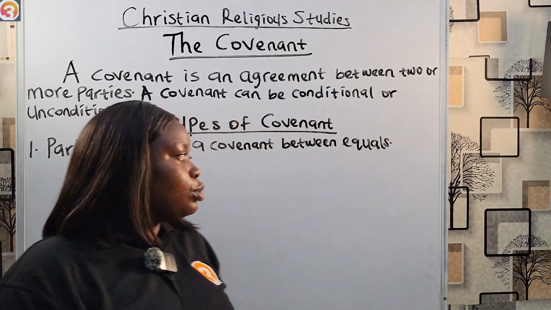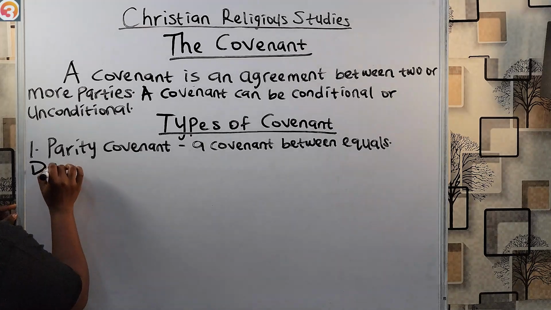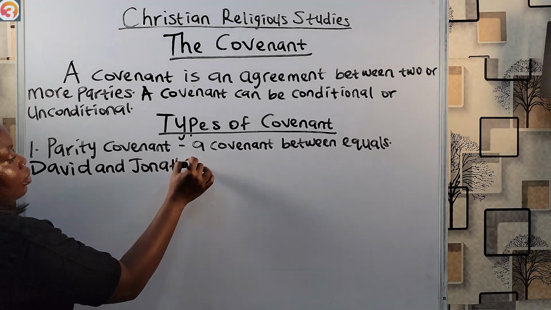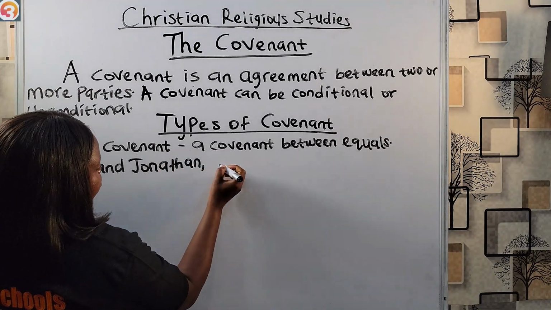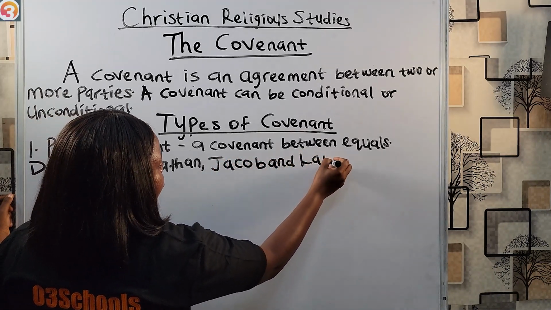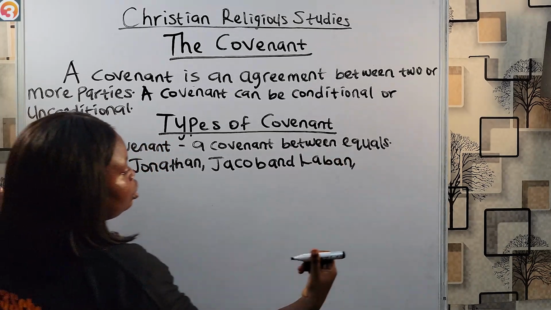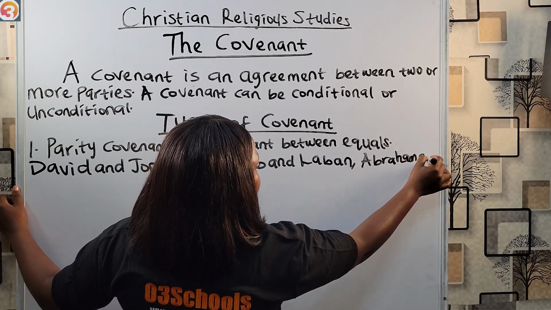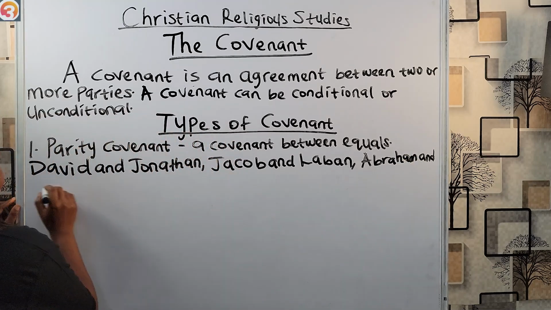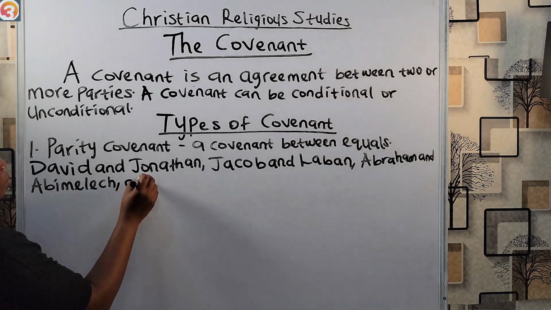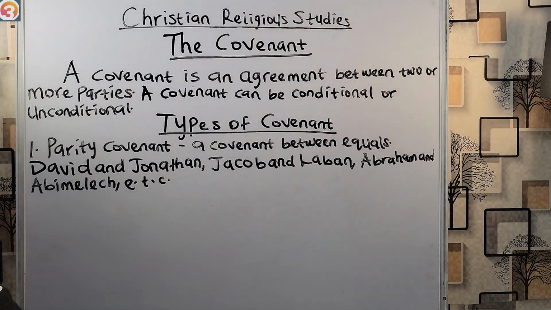And in the Bible, we have examples of such covenants, like the covenant between David and Jonathan, the covenant between Jacob and Laban, his uncle, the covenant between Abraham and Abimelech. All these are examples of parity covenants in the Bible.